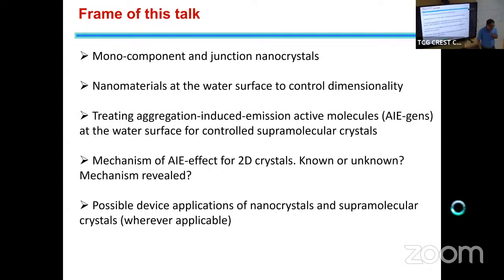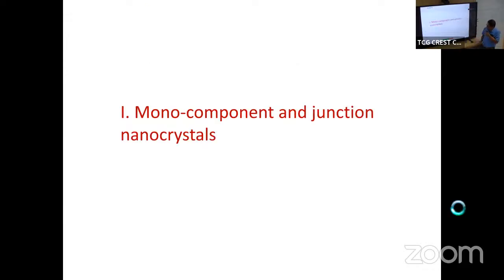First, I'll show the monocomponent and junction nanocrystals and how to probe the junction at the nanoscale. Then the assemblies and successive coalescence dimension control on the water surface with the one-dimensional nanocrystals. And then some new concept which has been introduced recently. This is called aggregation induced emission, because molecules usually lose their luminescence in the solid state. For device applications, we need molecules which give high luminescence in the solid state. That is called aggregation induced emission. So I'll show how to form two-dimensional crystals of these molecules and the mechanism of why they give such intense fluorescence which is not available yet, and possible device applications with the nanomaterials and molecules wherever applicable.